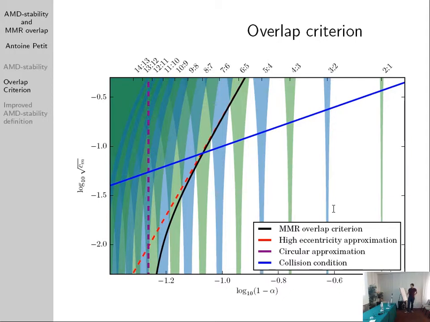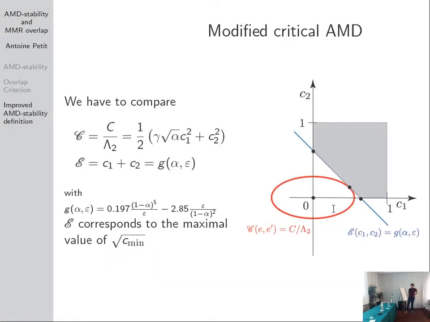We plotted also the collision line to compare with the previous criterion for the AMD-stability, that was that the planets cannot collide. And we see that this criterion is valid, but only for small separation, and that for bigger separation, the collision is still better than the overlap of first order mean-motion resonances.